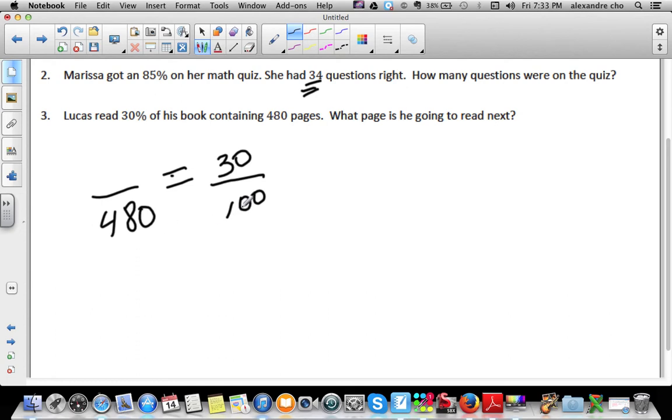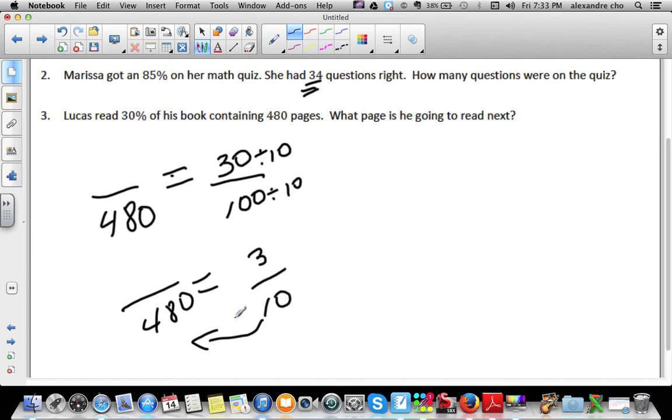And there is no clear relationship here between 100 and 480. So let's see if this helps. If I simplify, if I divide by 2, it's 15 over 50. That doesn't help me. If I divide by, ooh, here we go. Let me divide this by 10. 30 divided by 10 is 3, and 100 divided by 10 is 10. So instead of saying 30 over 100, I'm going to use 3 over 10. And now I can say there's a relationship here. From 10 to 480 is times 48. So I'm going to do the same thing on top, times 48.